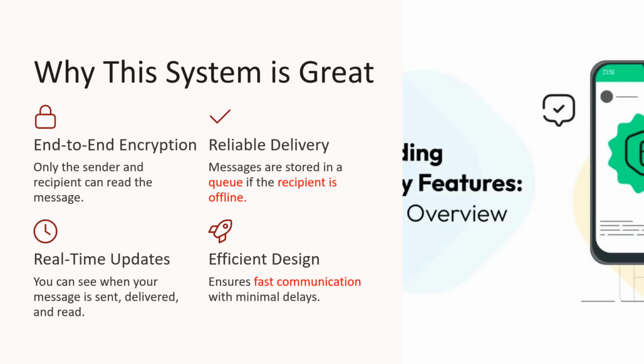Why is this system great? First point is end-to-end encryption. Because of this, only the sender and recipient can read the message. Next point is reliable delivery. Messages are stored in a queue if the recipient is offline. Next point is real-time updates. You can see when your message is sent, delivered and read. Next point is efficient design. It ensures fast communication with minimal delays.